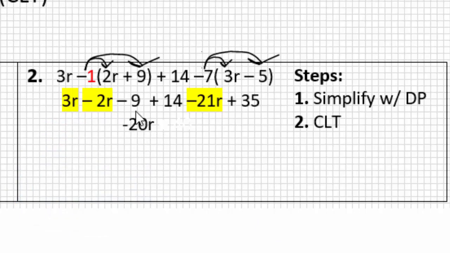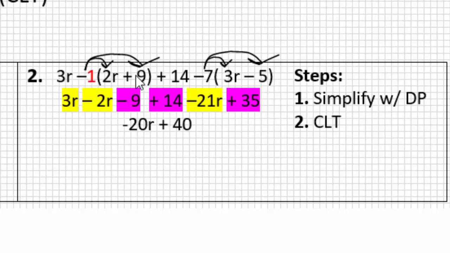And now I look at my terms that I have left. I have a negative 9, a positive 14, and a positive 35. All of these are constant terms, so once again we can combine them all into one group. So negative 9 plus 14, well, that should give me a positive 5. Always okay to use calculators here if you need it. And so negative 9 plus 14 is a positive 5. Positive 5 plus 35 is... If you said positive 40, I agree with you.